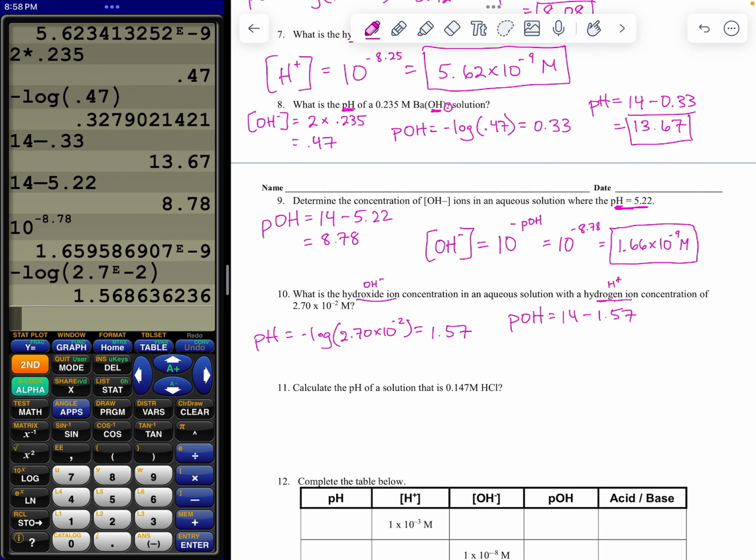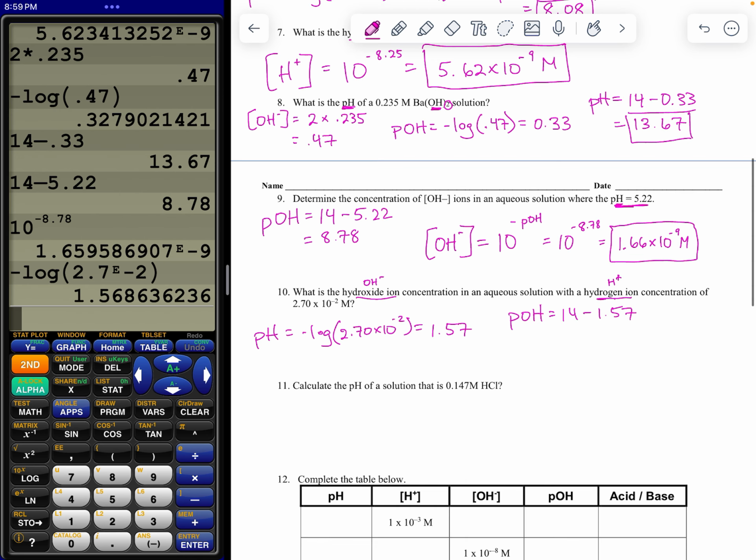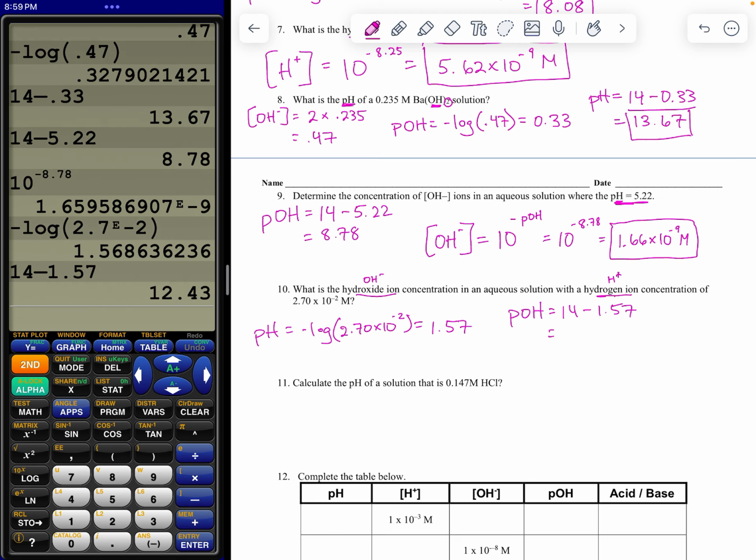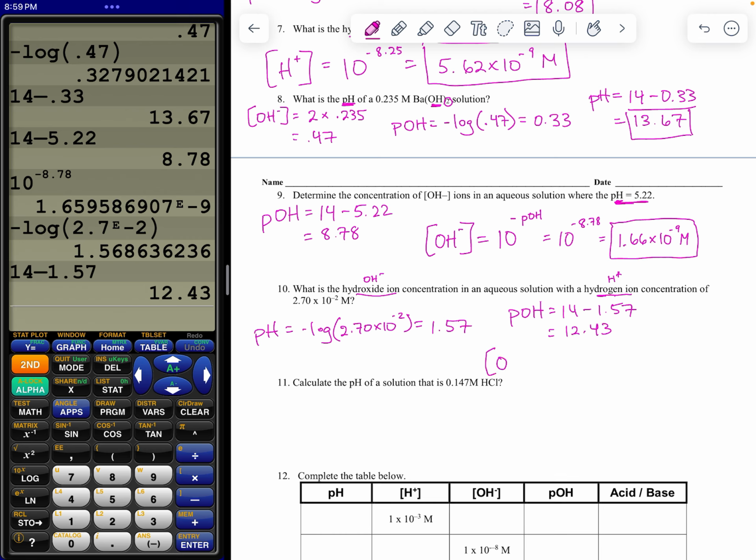There is another way to do this by using the concentrations themselves with times 10 to the negative 14th, but I feel like this is a little bit nicer. So 14 minus 1.57 gives us a pOH of 12.43, and the last step, in order to find that concentration of the OH, I can take 10 to the negative pOH that we just found.